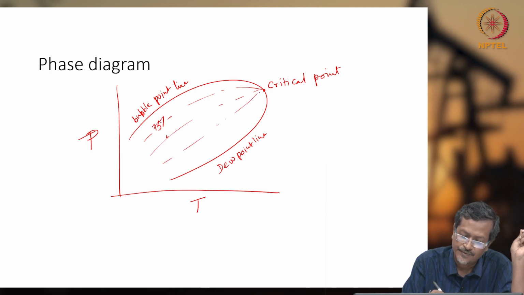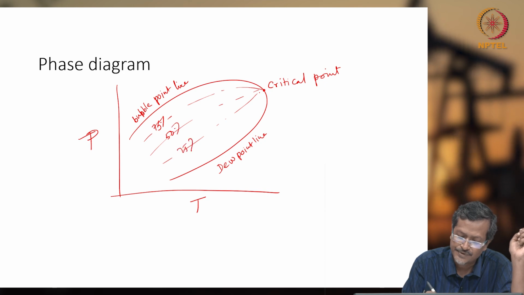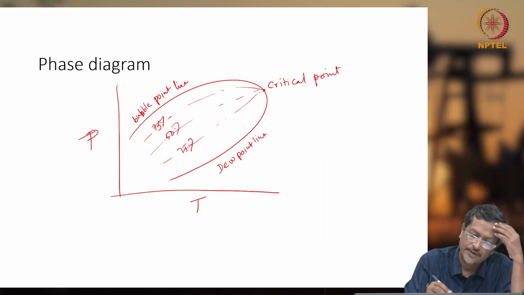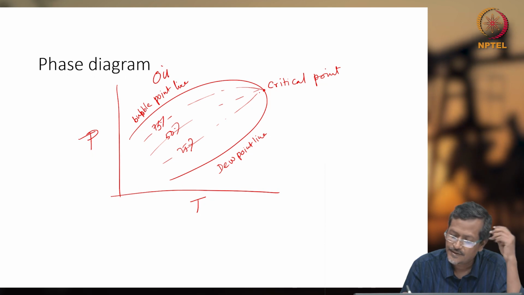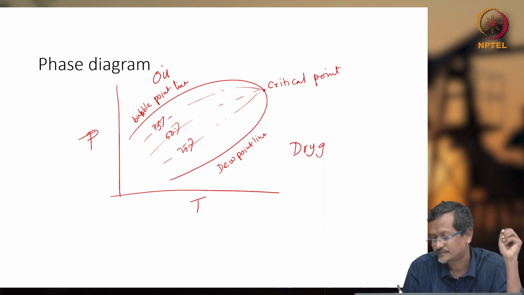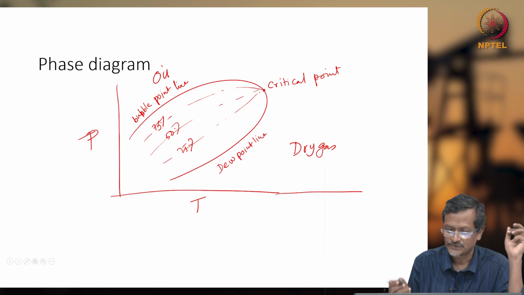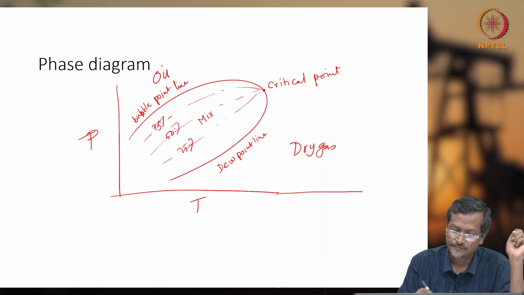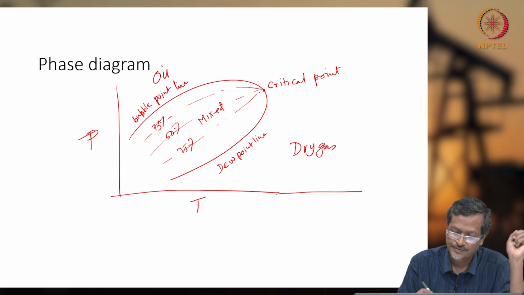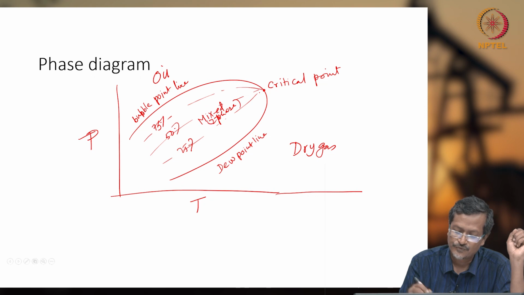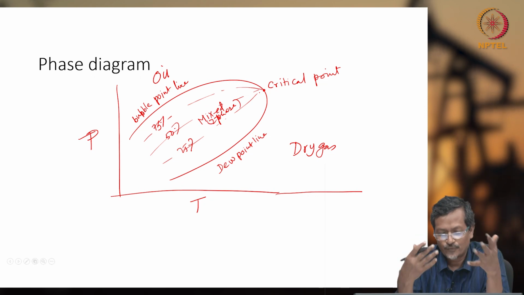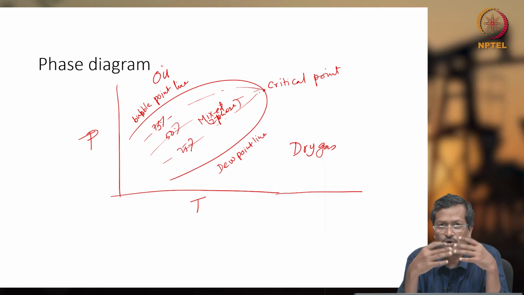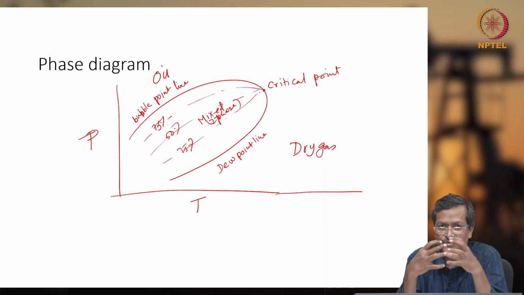75%, 50%, 25%, and this is called oil, dry gas. And this is the mixed two phase. Mixed two phase means it is having liquid plus gas. Liquid means oil plus gas mixture.